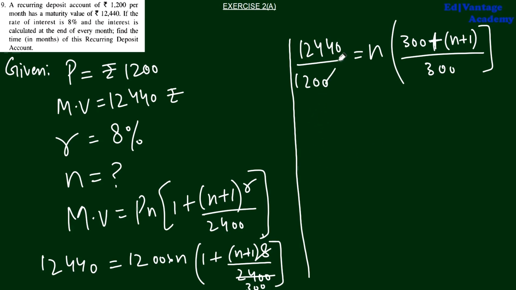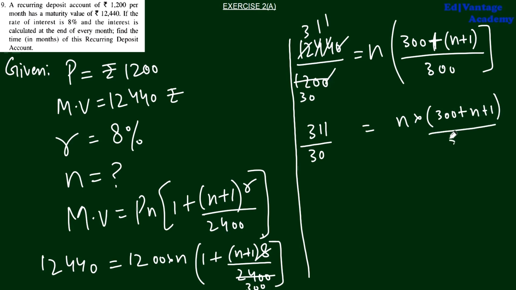So here I can do a simple cancellation. Further, I think it can get cancelled in the 12 table. No, in the 4 table it will go. 4 threes are 12, 4 threes are 12, 4 ones and 4 ones. So it's coming 311 by 30. Now this is like N into (300 plus N plus 1) by 300, which can go up. It will become 311 by 30. It's in division, and here it's in multiplication. No need to take LCM on this part. If it was plus here, we would have to take LCM.